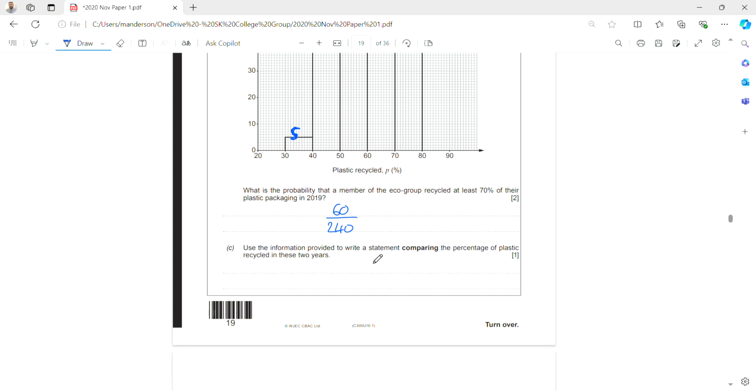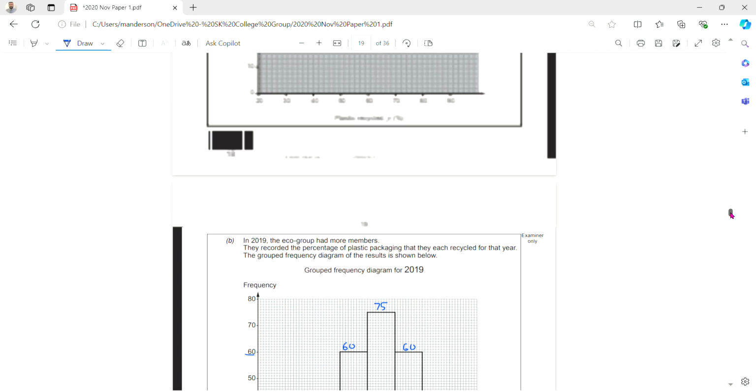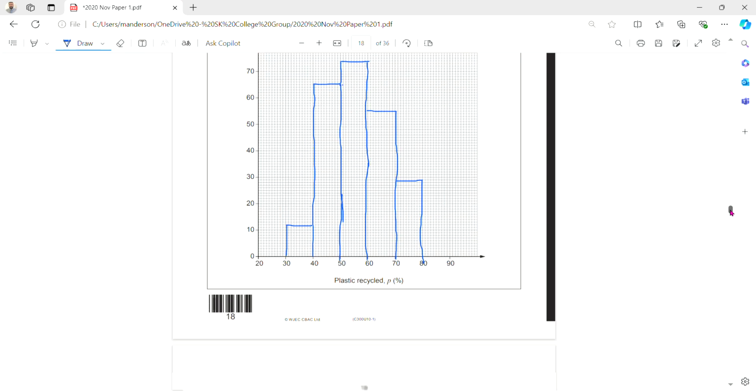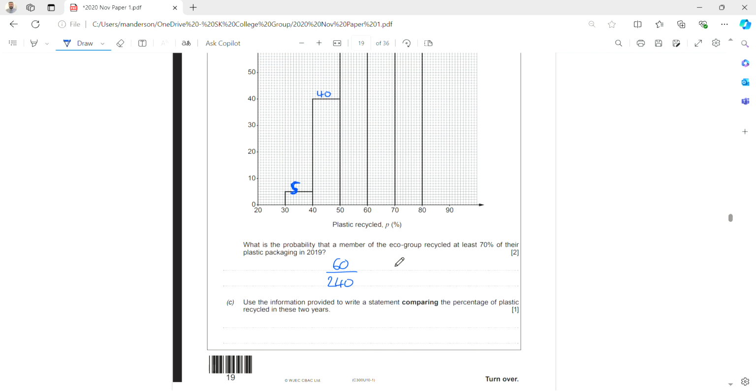Use the information provided to write a statement comparing the percentage of plastic recycled in these 2 years. Okay, so we can see a larger proportion here. We only have 29 people in the 70 to 80, and here we have 60 people in the 70 to 80 category. So I would say a larger proportion of people recycle over 70%.